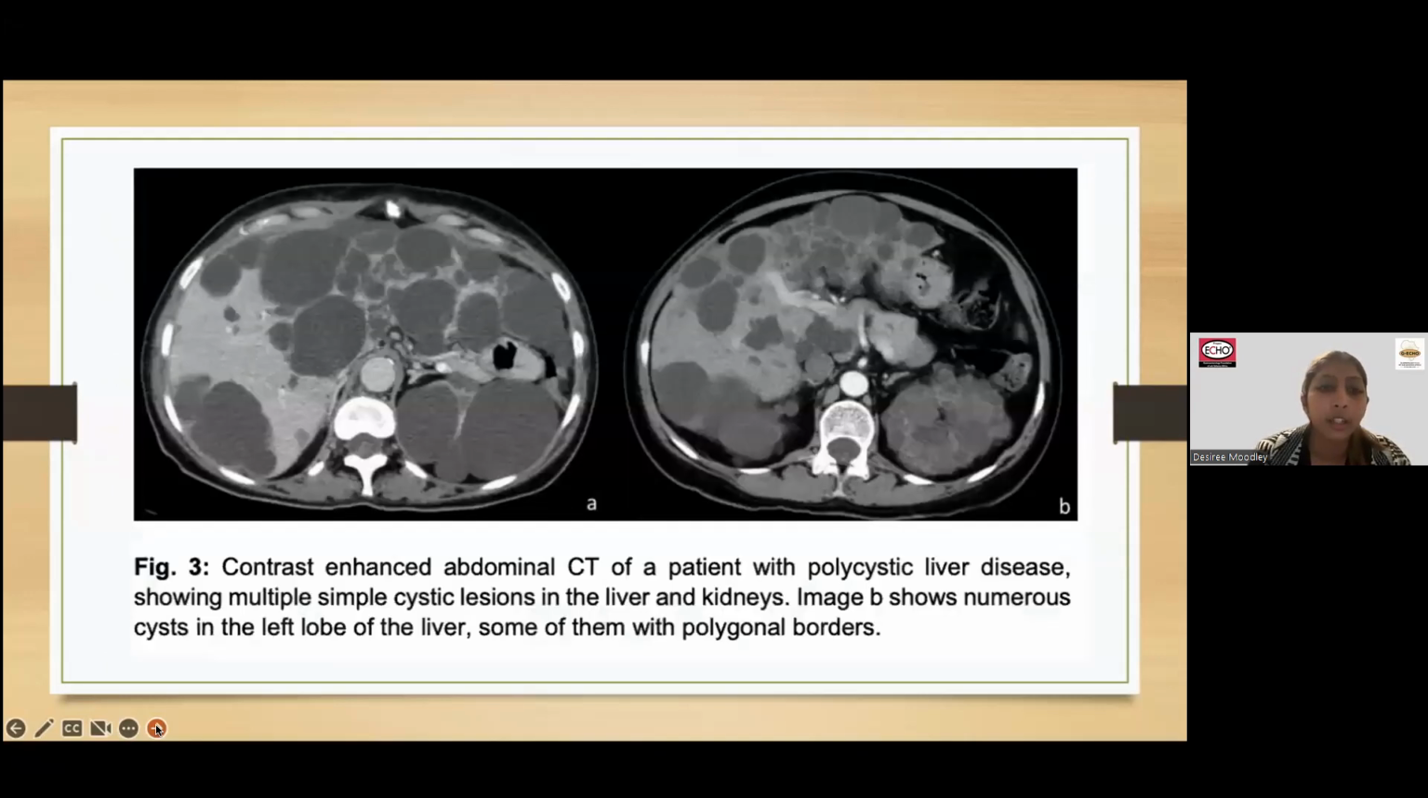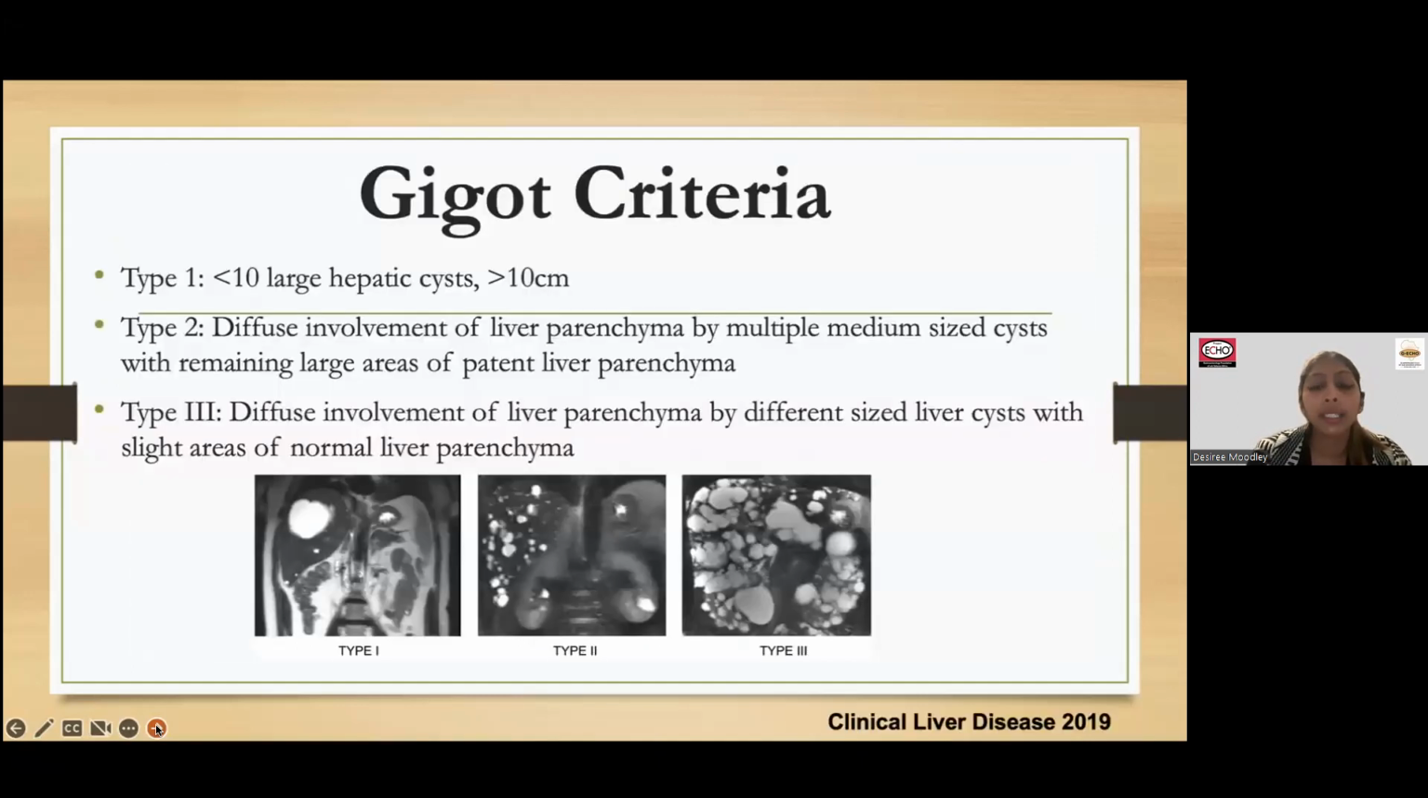So this is just a CT showing a patient with polycystic liver disease, multiple cysts in the liver and kidney. So how do we classify it? There are multiple classifications. The GIGO criteria uses the amount of cysts and the amount of normal parenchyma in the liver. So type 1 is the mildest form. You've got less than 10 large cysts that are more than 10 centimeters. Type 2, diffuse involvement of the liver and parenchyma. You've got medium-sized cysts, but you've got large areas of normal liver parenchyma. And then type 3, the most severe, different size liver cysts, very small areas of normal liver parenchyma.